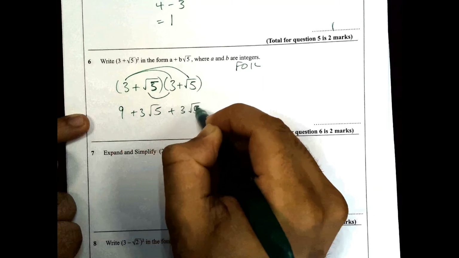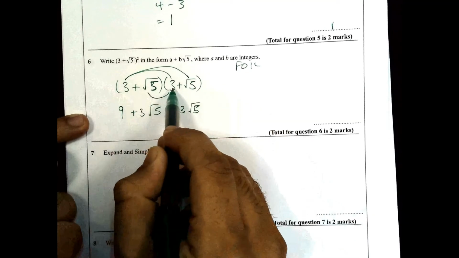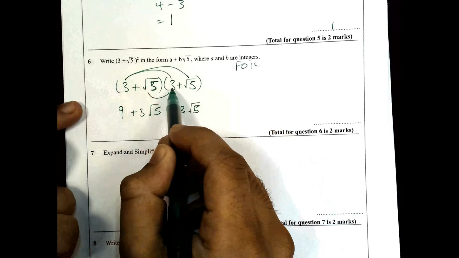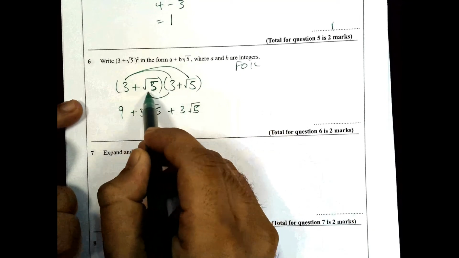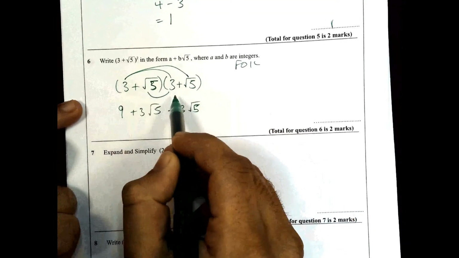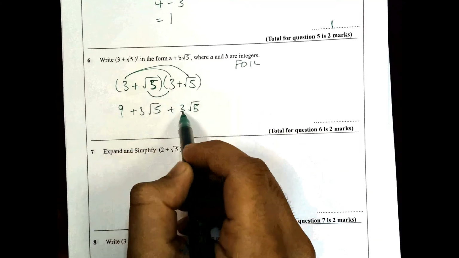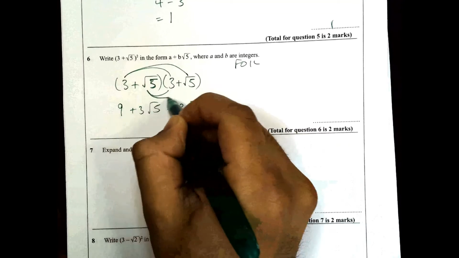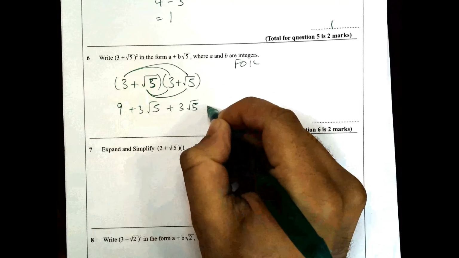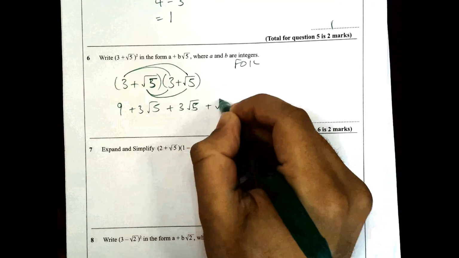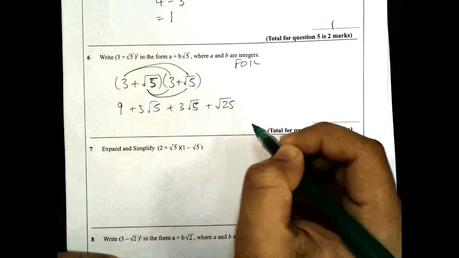You can write them in whatever order you like, but as you do with algebra, you write the number before the algebraic term. So 3x. X times 3 is 3x. Root 5 times 3 is 3 root 5. That's what I'm trying to say. And then finally, root 5 times root 5. Well, that is the square root of 25, which is 5.